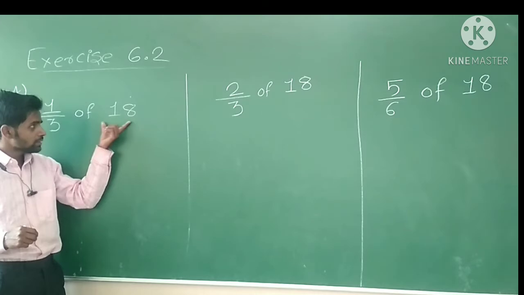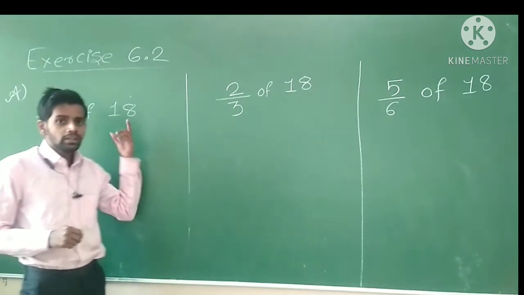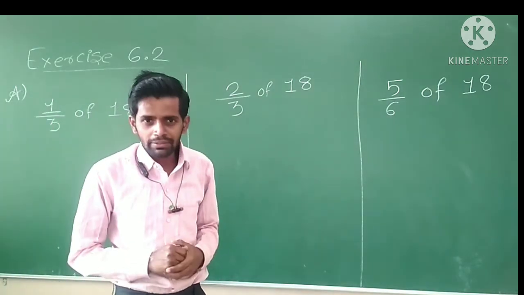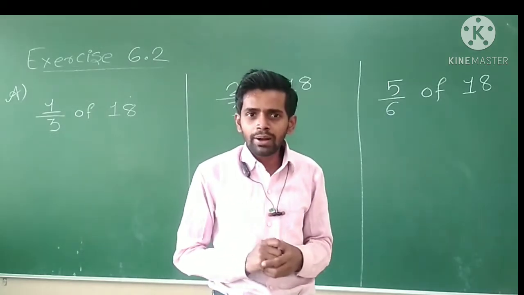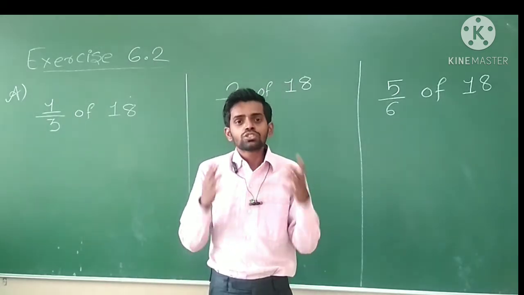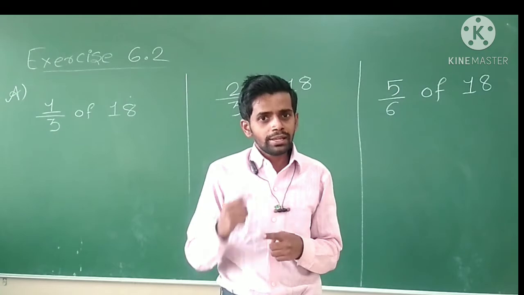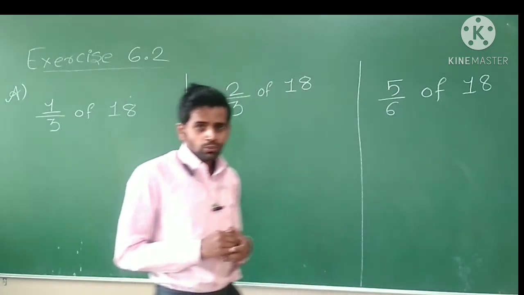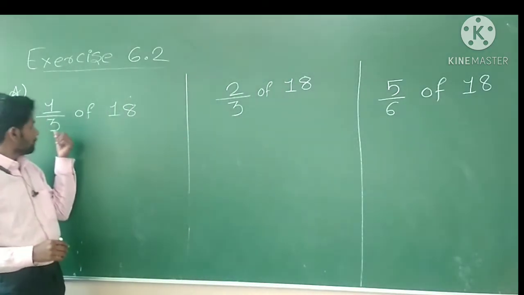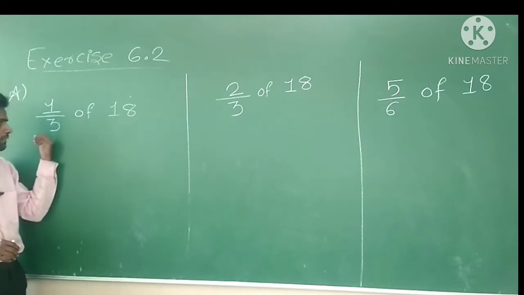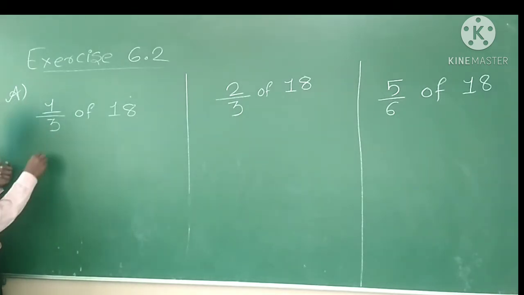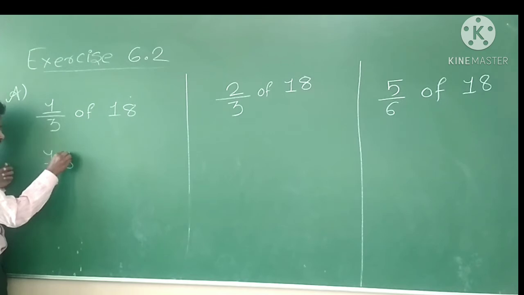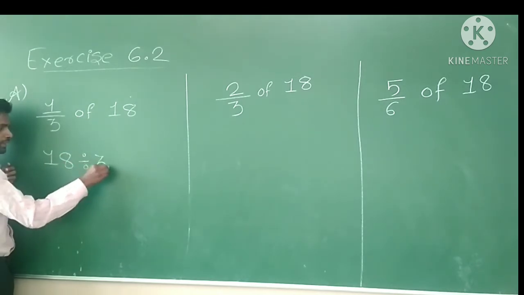We have to create a total of 3 parts of 18. हम लोग 18 को 3 equal parts में divide करेंगे. And what is meant by equal parts? Equal part means division. Yes, division means equal sharing. So we will divide this 18 by the denominator directly. So 18 divided by 3.